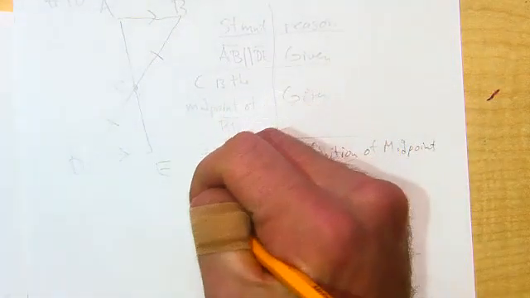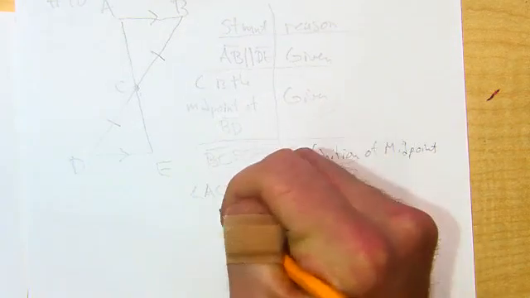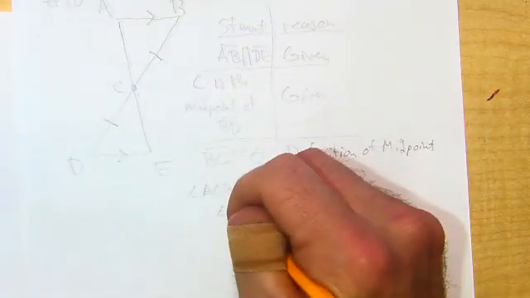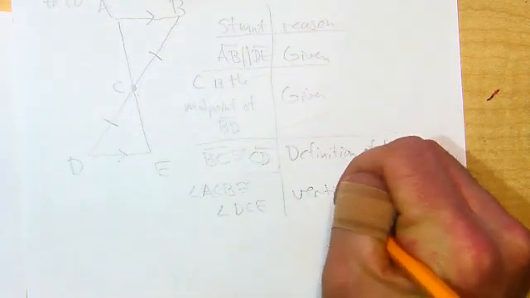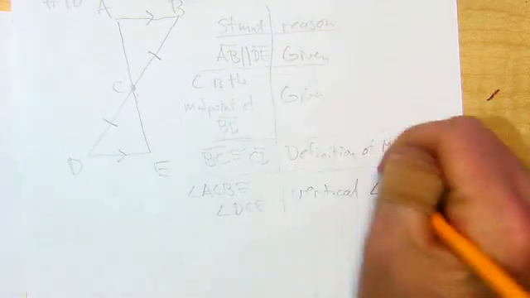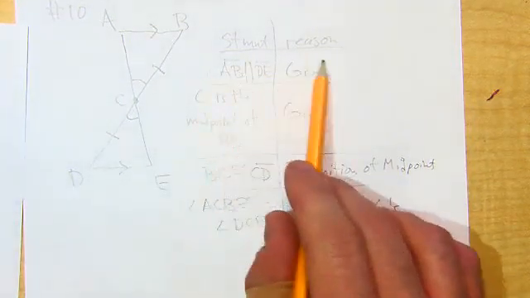Now, what else? We got vertical angles. You probably see there angle ACB and angle DCE. You can always put those in your proof, vertical angles. Mark those. And then we need one more thing now. We got this other clue here. What is this telling me?